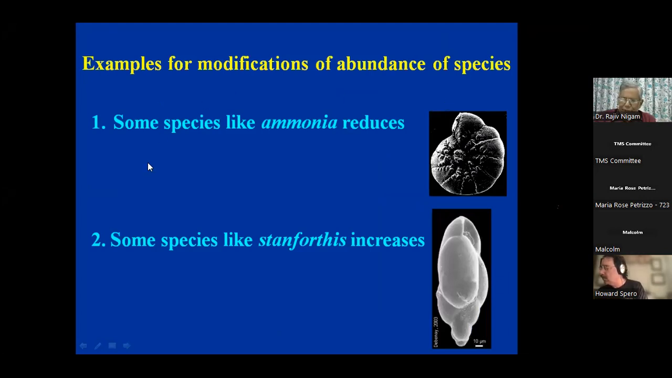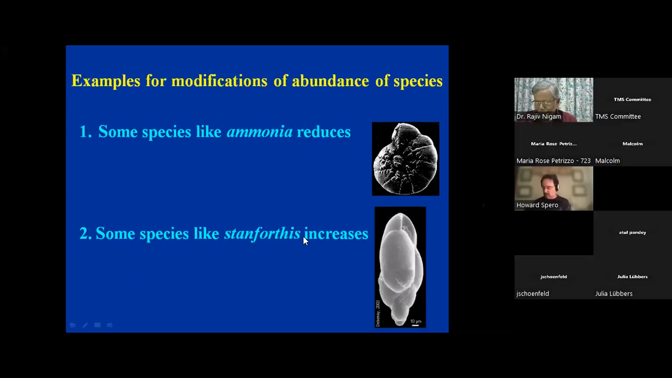Some species like Ammonia reduce when there is organic pollution or domestic pollution. And some opportunistic species like Stainforthia have increased. So in normal conditions, per gram of sediment, if you are likely to get 10 specimens, you get either more or less of these specimens.